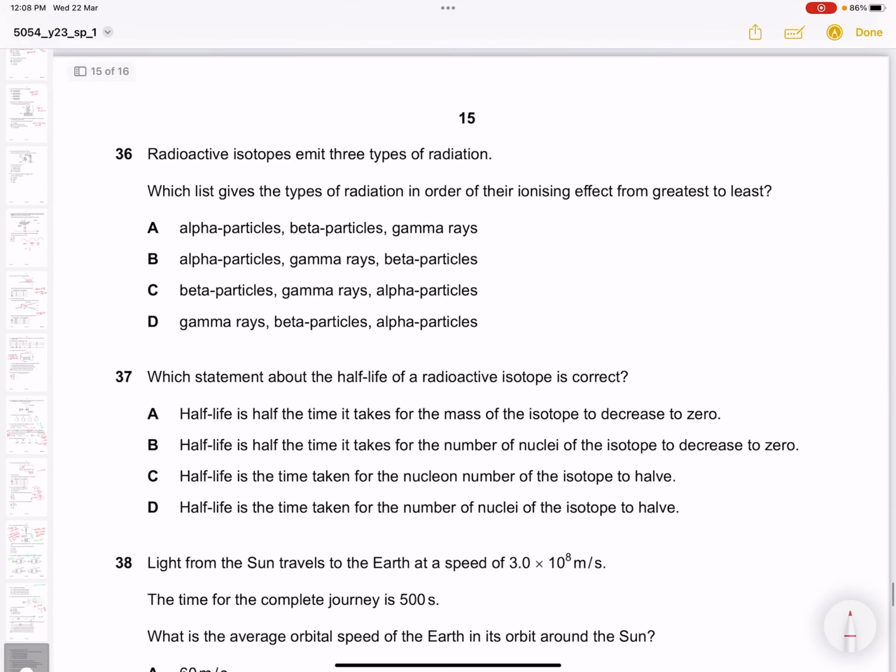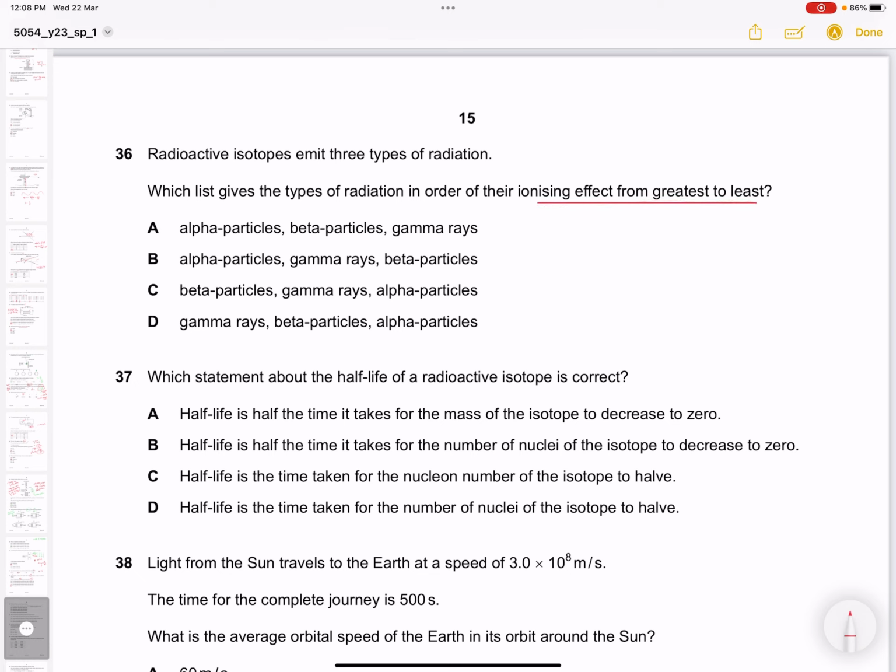Next, radioactive isotopes emit 3 types of radiations. Which list gives types of radiation in order of their ionizing effect from greatest to the least? So we know that alpha has the most ionizing ability, beta lesser as compared to alpha, and gamma has the least ionizing ability. So definitely in this sequence, greatest to the least, alpha should come first, then beta, then gamma. Option A is the correct one.